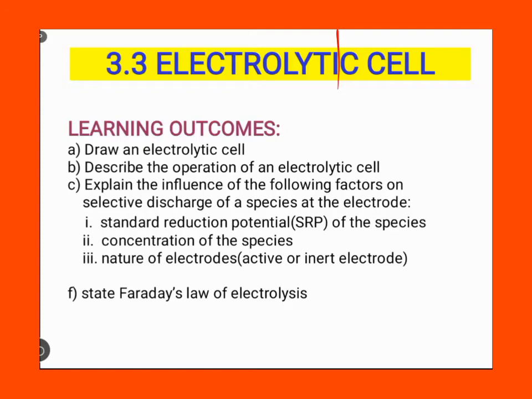Our learning outcomes are to draw an electrolytic cell; second, to describe the operation of an electrolytic cell; and to explain the influence of the following factors on selective discharge of the species at the electrode. The first is the standard reduction potential, or SRP, of the species, then the concentration of the species, and the nature of the electrodes, active or inert electrode. And the last is to state Faraday's law of electrolysis.